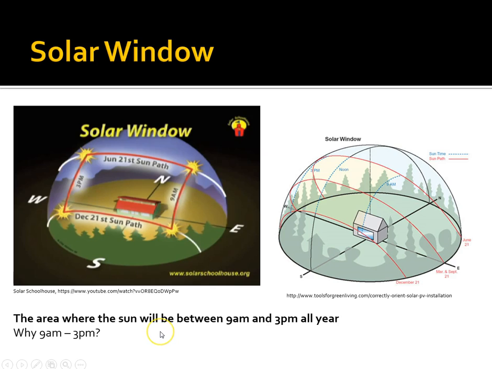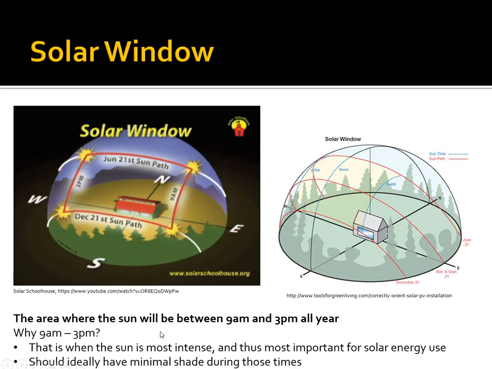If you recall from the video, why do we do 9 a.m. to 3 p.m.? That's because it's where the sun is most intense. This is the hot part of the day, so it's the most important part for solar energy use. Ideally, you want to have very little to no shade during those times, and we'll go over that in a future lesson. But the solar window is really important. This is where you really make your money. This is your bread and butter. Right here is the most intense sunlight throughout the year.